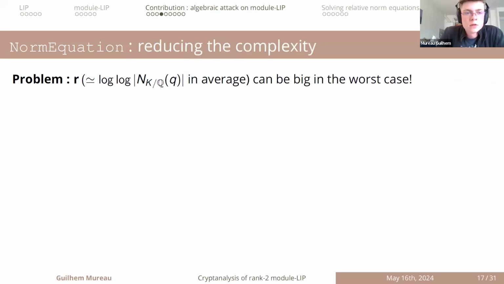But we get a problem. r in general, on average, is not too big, but it could be in the worst case, and we don't want this to happen. So the solution is to do rejection sampling.